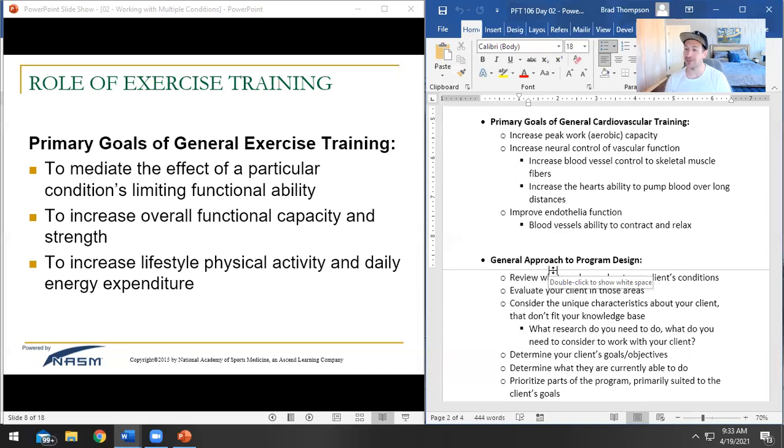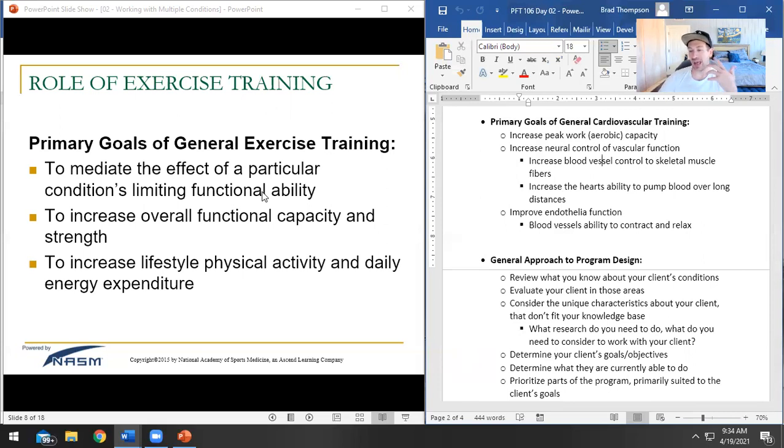Well, don't forget, lifting weights can still be considered cardio. You just have to do it specifically. So our primary goals are, number one, to mediate the effect of a particular condition that's limiting your client's capacity.